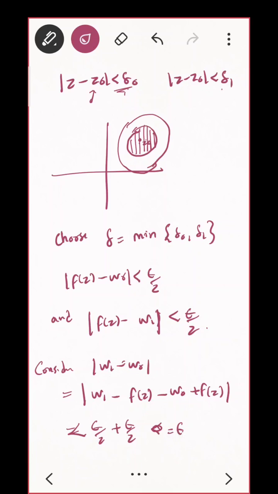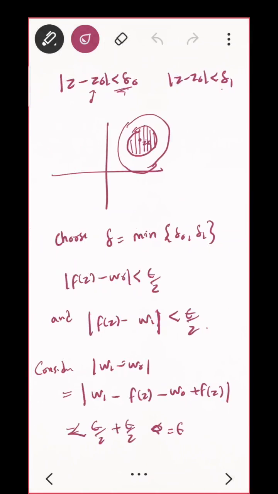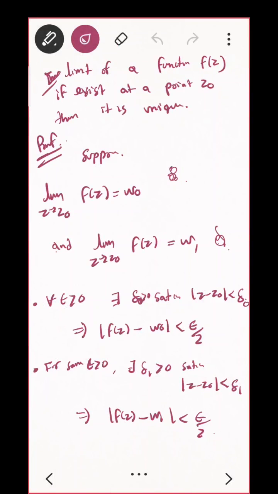But what was your epsilon? Epsilon was any given number, correct? Since it was any number and you are saying less than epsilon, and you already know by the Archimedean property, you can prove this. So this will imply w1 minus w0 must be 0, that is, w1 equals w0. That gives the uniqueness of the limit, correct? Is the proof clear to everyone? There is nothing different in this, it is the same thing you have already done before.